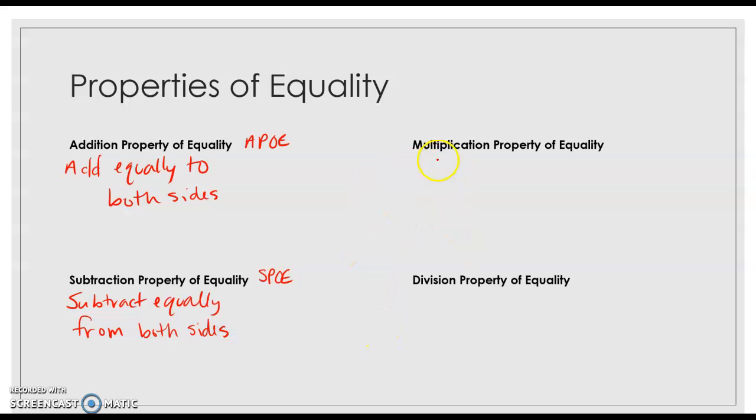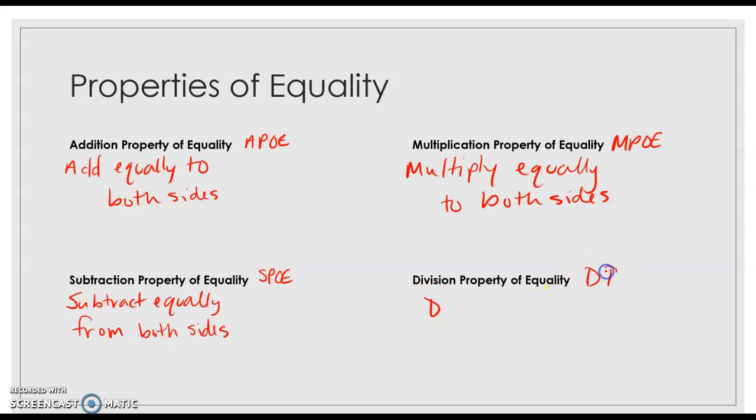And then we move into our multiplication. So multiplication property of equality, our MPOE, M-P-O-E. That means that we multiply equally to both sides. And then division property of equality, D-P-O-E, means that we divide equally from both sides.